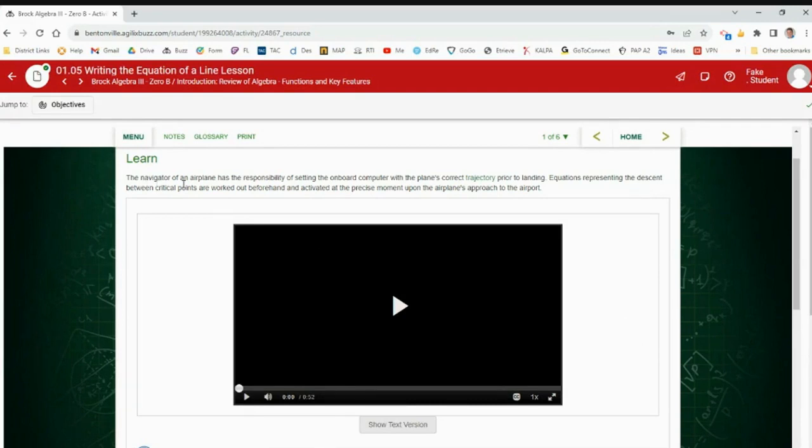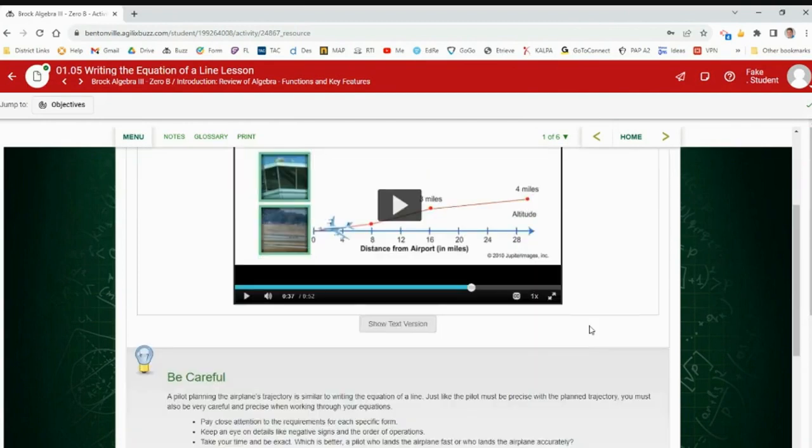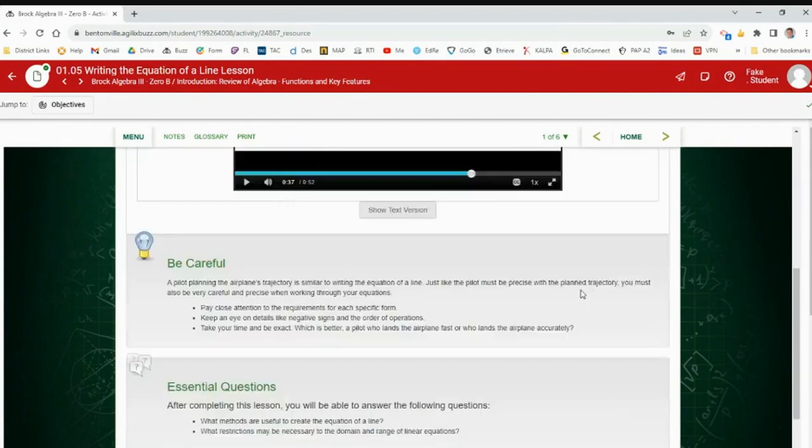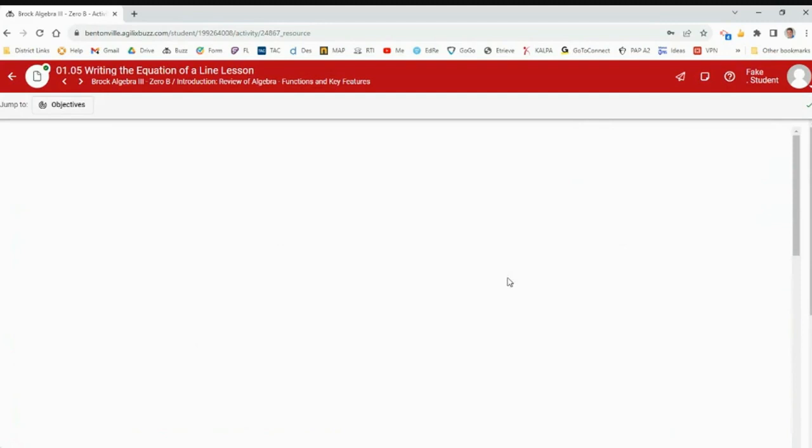But it's talking about the navigator of an airplane having a responsibility of setting the onboard computer at the plane's correct trajectory prior to landing. You can use equations for that. If I forwarded this, it's doing some airplane lines to get the plane in position to land from a distance to the airport. So it's using equations of lines, but you can watch that video. Here are the questions that we're going to be able to answer. What methods are useful to create the equation of a line? And what restrictions may be necessary to the domain and range of linear equations? So let's get started with this.